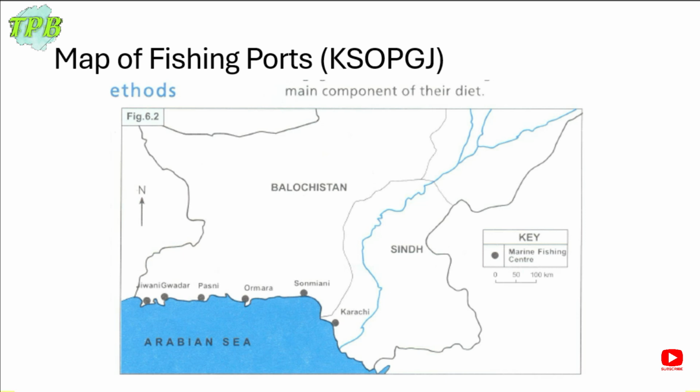Obviously, it would become JGPOSK. I leave it up to you how you want to memorize it, but it makes things really easier. So in this acronym, K stands for Karachi, S for Sonmiani, O for Ormara, P for Pasni, G for Gwadar, and J for Jiwani. Learn it like this, and I hope this is going to help you a lot. Specifically in maps, try this trick.